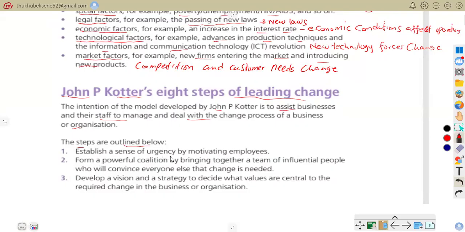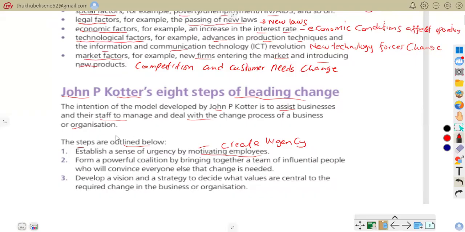It says establish a sense of agency by motivating employees. So what it means, we are talking about you create agency. By doing what? You motivate employees to see the need for change. That is when you create agency. You can show them, for example, declining sales figures, that sales are declining. So we need to change so that we improve our sales.